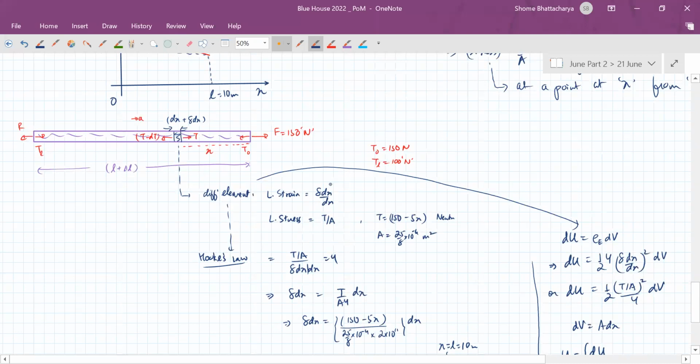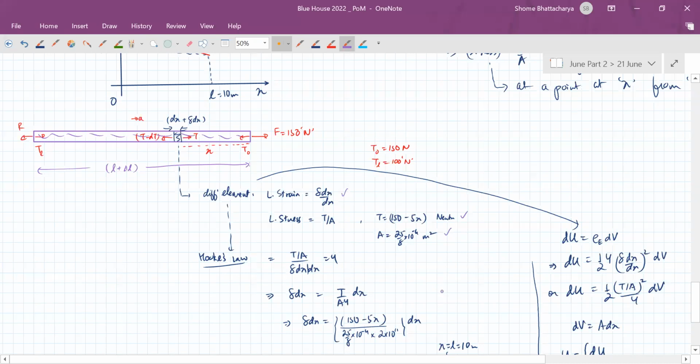So what is the strain for it? It is the elongation upon natural length. Understood? So this term is basically the change in length from its natural length of dx to dx plus delta dx. So delta dx is the change in length divided by dx, which is the natural length. So that's the strain. Whereas the stress it is under is the value of tension at the distance x divided by the area of cross section. So the value of tension is this, and the area of cross section is uniform, is this.